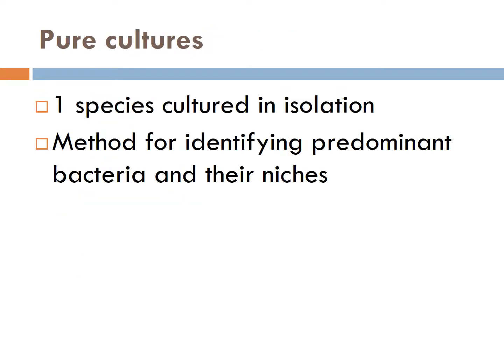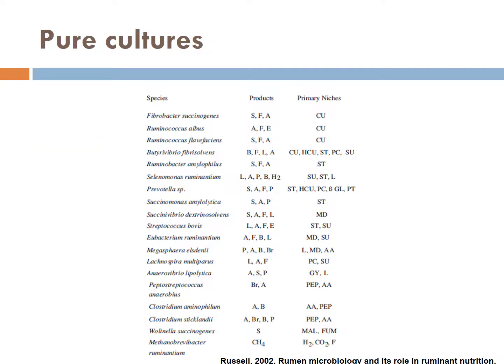Pure cultures are the ones that have one species cultured in isolation. This is a method for identifying predominant bacteria and their niches. You're familiar with pure cultures because it's what we've been studying most of this class. This is what's covered in Table 9-1 in the Russell textbook.